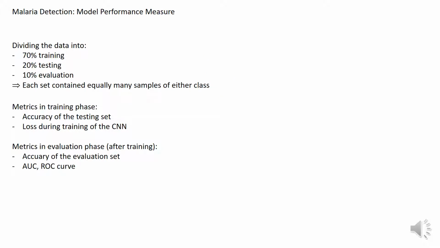As a performance measure, I first divided my data into training, testing, and evaluation sets, and chose accuracy and a loss function during training of the neural net. For the evaluation set, which was based on 10% evaluation data, I used accuracy and area under the curve of the receiver operator characteristics.